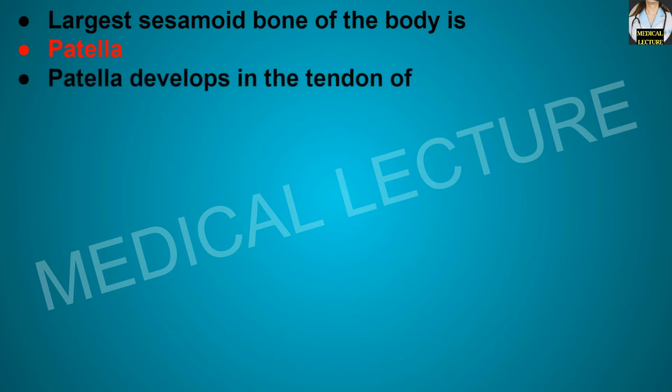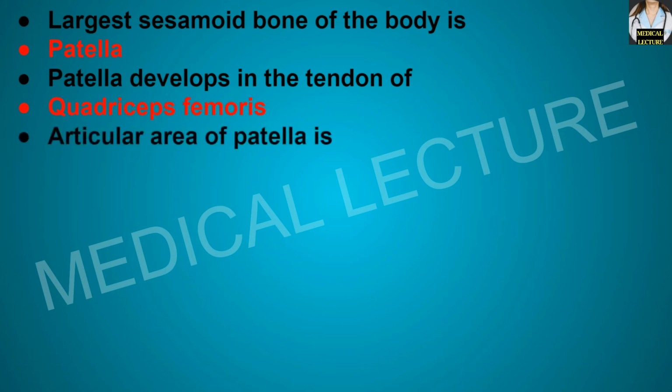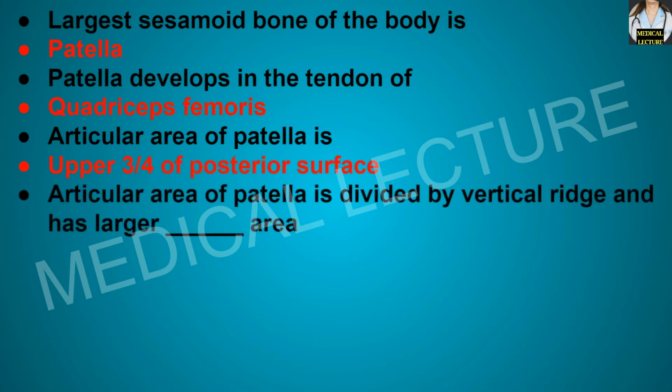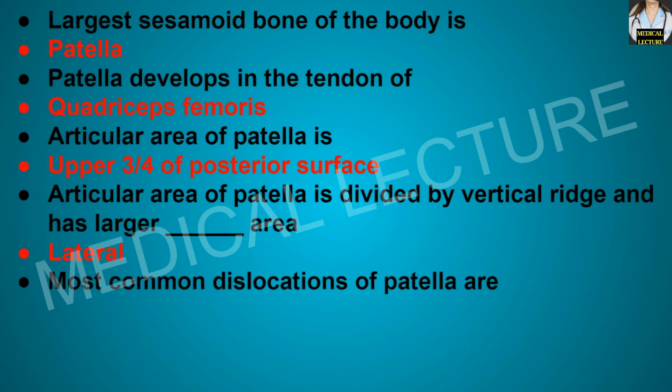Patella develops in the tendon of which muscle? Quadriceps femoris muscle. Articular area of the patella is which area? Upper 3/4 of the posterior surface. Articular area of the patella is divided by a vertical ridge and has a larger lateral area. Which is the most common dislocation of the patella? It is the lateral dislocation.